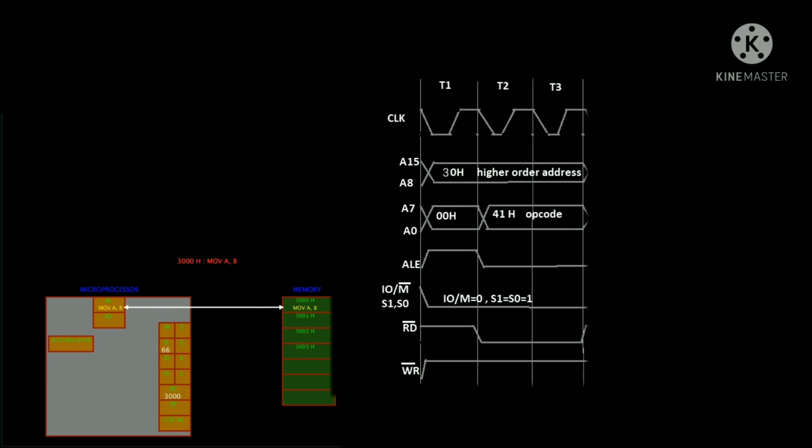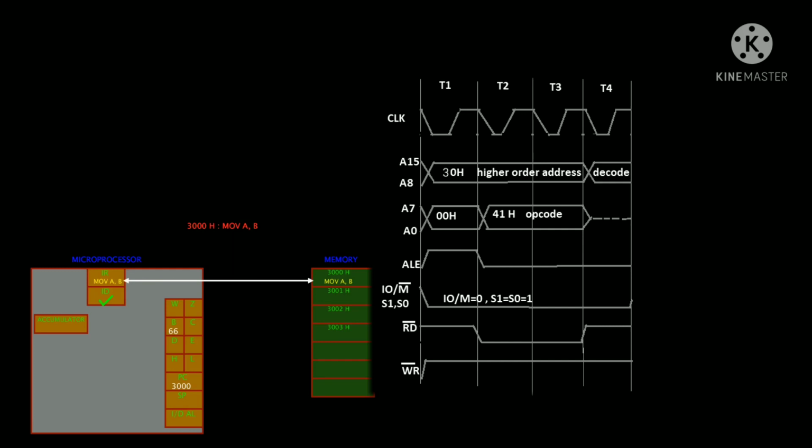In T states T2 and T3, the higher order address bus has no function, but the lower order multiplexed address data bus will act as the data bus. It will contain the opcode of MOV A,B, that is 41H. In T state T4, the opcode of MOV A,B, that is 41H, is decoded by the instruction decoder through microprogram. These microprograms are designed by the chip designer. Now, according to the instruction, the data 66H will be transferred from B to the accumulator.